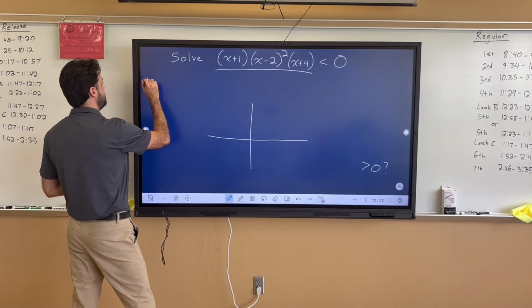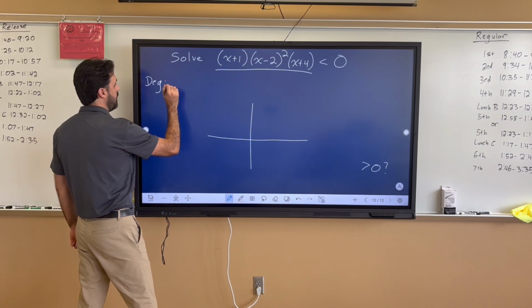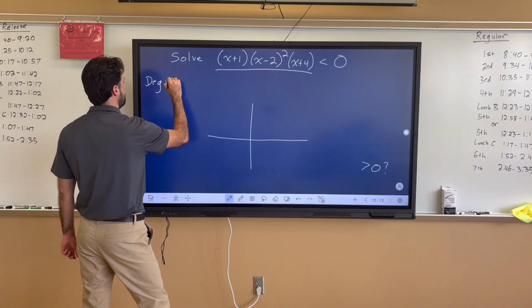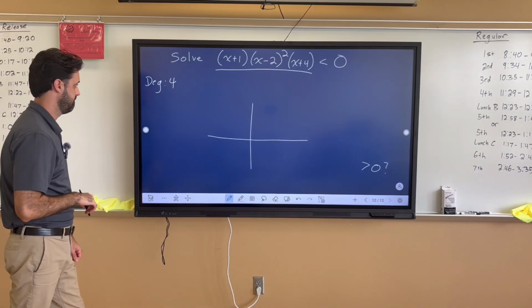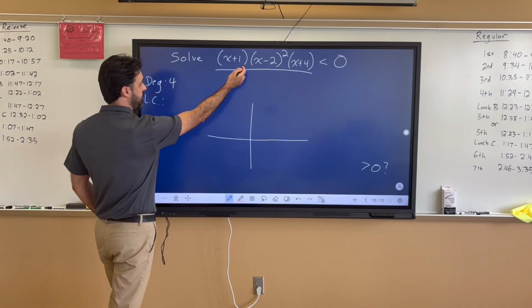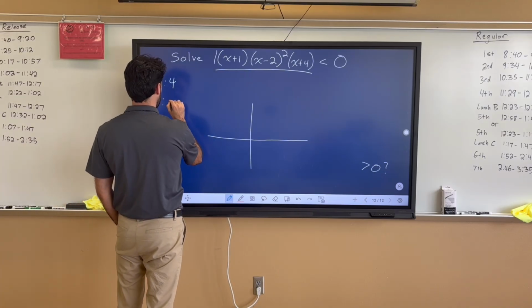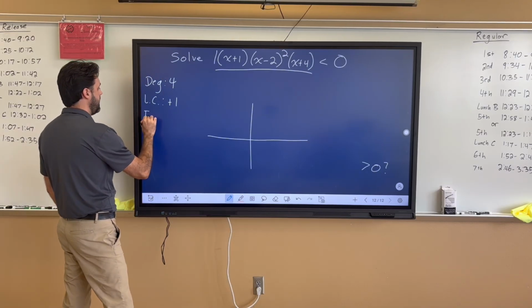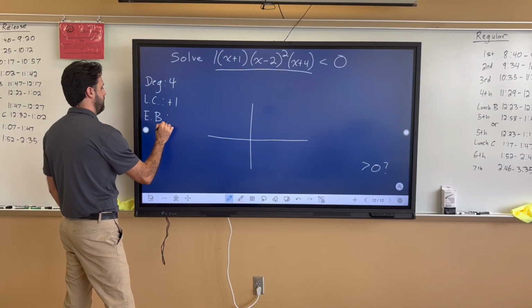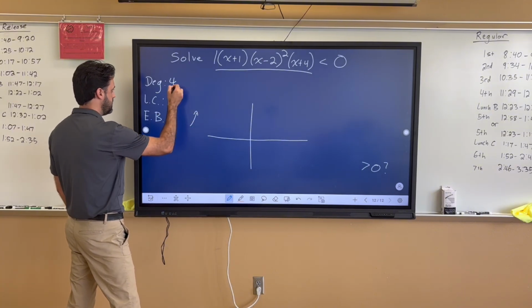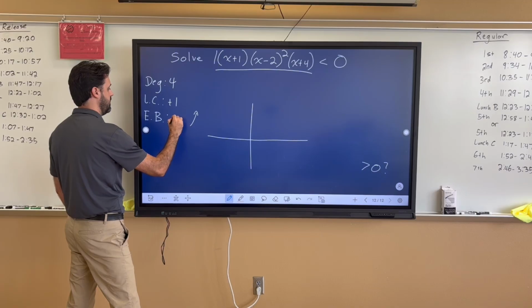So first, its degree. We've got x to the first, x to the second, x to the first. That adds to x to the fourth, so the degree is 4. The leading coefficient: there's nothing in front, so it's just a 1. Leading coefficient is a positive 1. That tells us the end behavior of this graph. Leading coefficient is positive, so up to the right. And degree is even, so they go the same direction, up to the left.